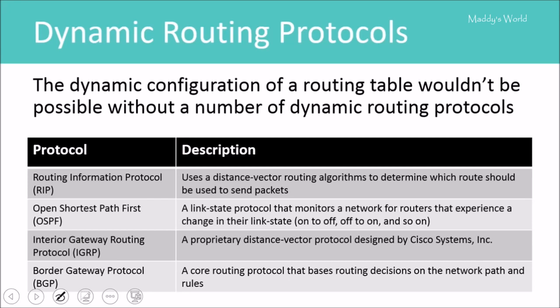Then you have IGRP, the Interior Gateway Routing Protocol, and you also have Border Gateway Protocol as well. Definitely do a little bit of research on each of these protocols. Know that there are things called distance vectors that you should be aware of. It's just a calculation, essentially a metric that's used to determine which route should be used to send packets, right? So some routes are better than others.